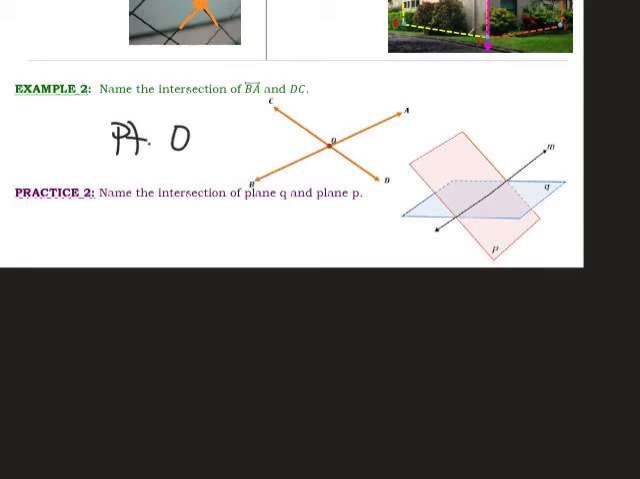All right, next one. You're supposed to do this one, but I will do it with you. Name the intersection of plane Q and plane P. Plane Q is the blue one. Plane P is the red one. It's a line, which is called line M.